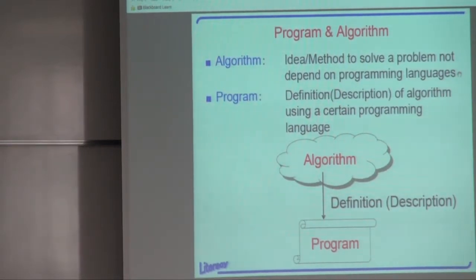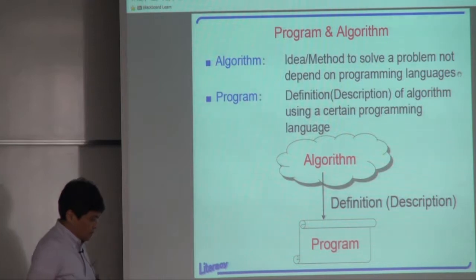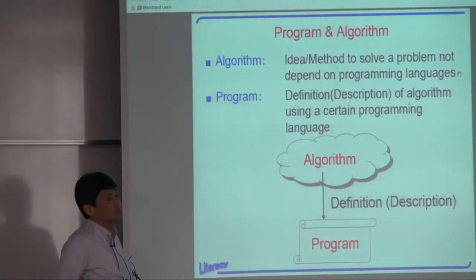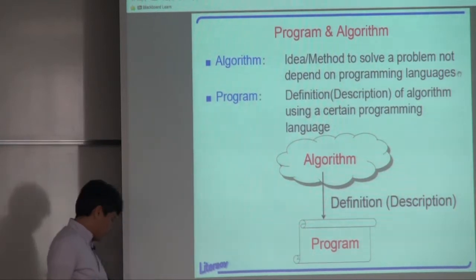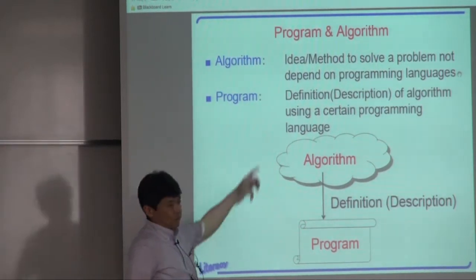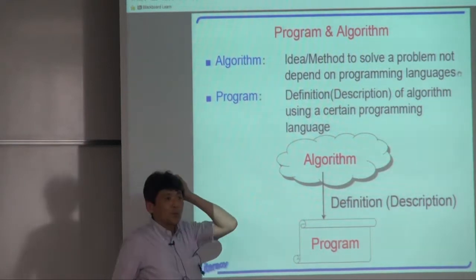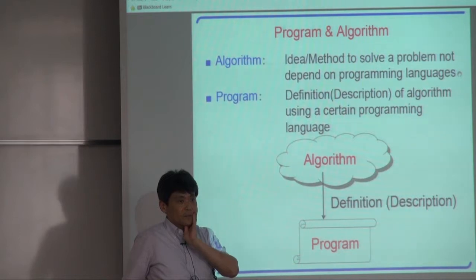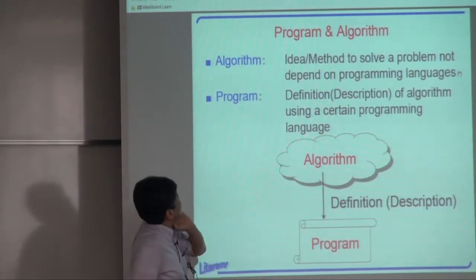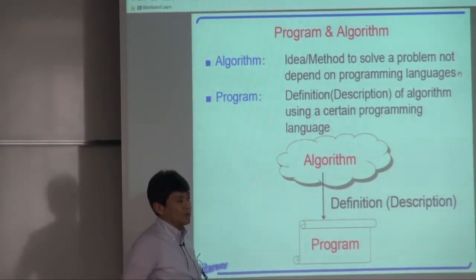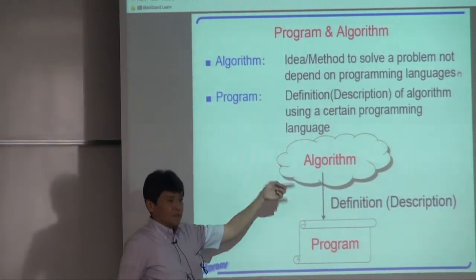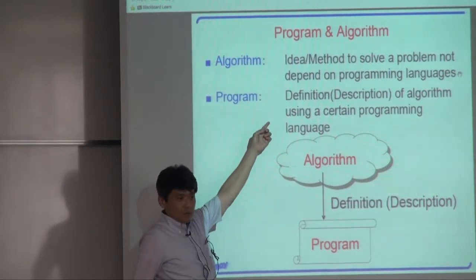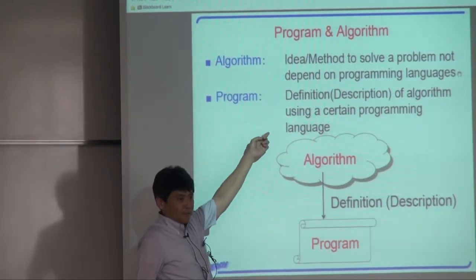This slide shows the difference between an algorithm and a program. An algorithm, as shown here, is an idea or method to solve a problem, so it does not depend on programming languages. A program depends on the programming language. So a program is a representation of an algorithm.